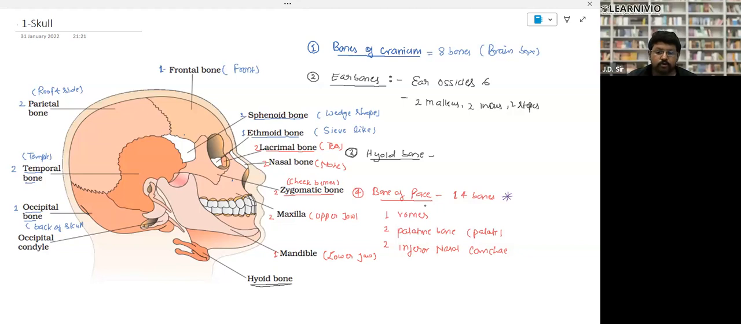One vomer. So 9 there, 10, 11, 12, 13, and 14. So there are a total of 14 face bones. Tell me if you have any question.